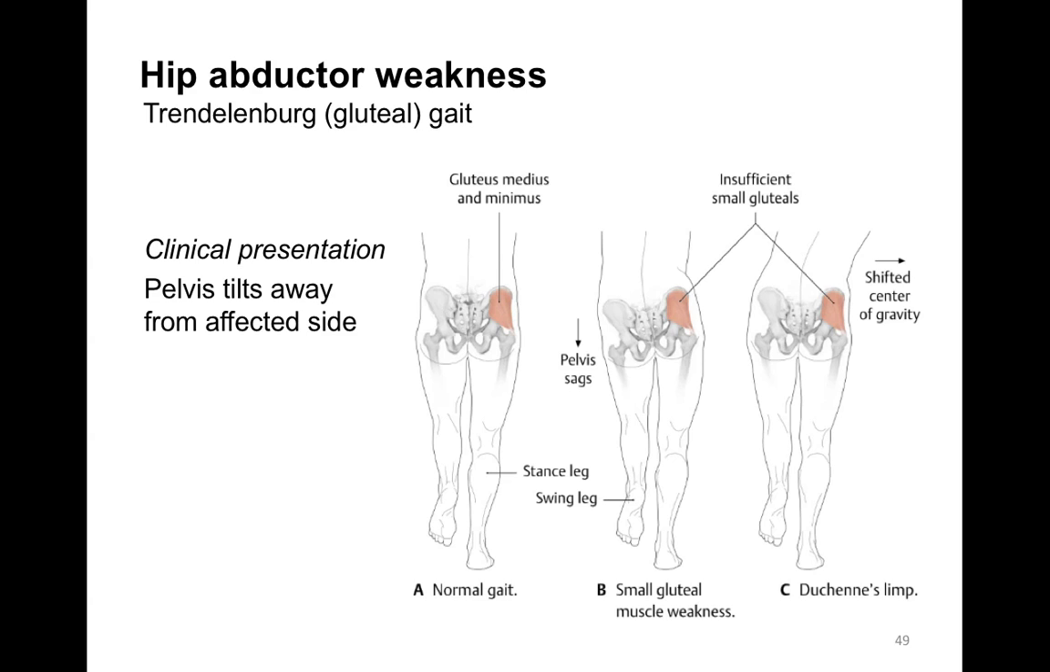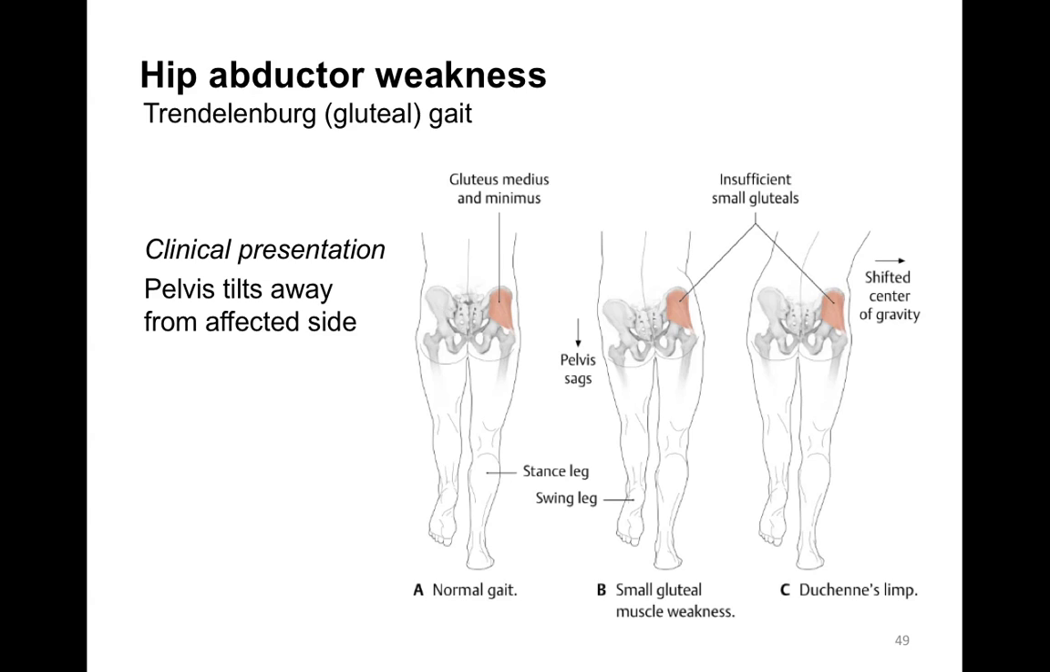So the primary hip abductors are the gluteus medius and minimus, and they are innervated by the same nerve, the superior gluteal nerve. And it is a very common clinical presentation for a patient to present with weakened or ineffective gluteus medius and minimus muscles. That presentation is what is known as a Trendelenburg or gluteal gait.